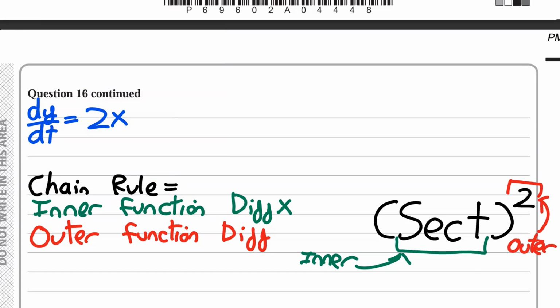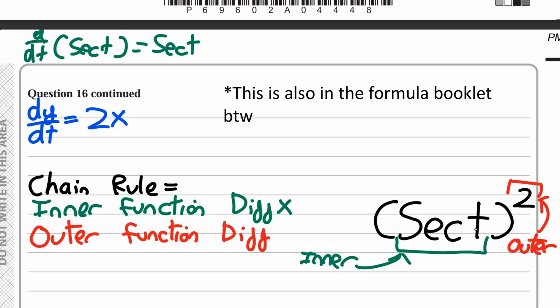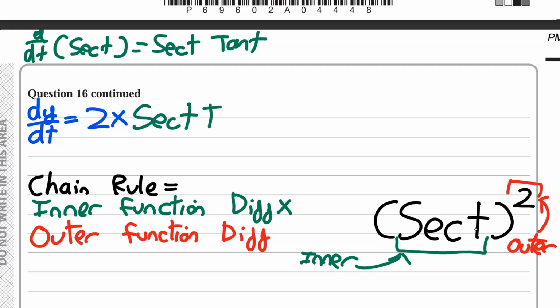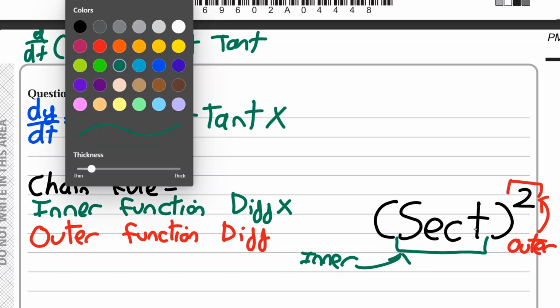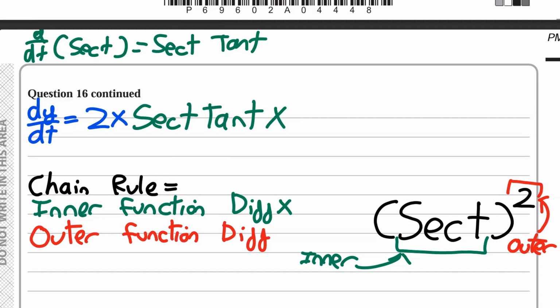This is the outer function. So the chain rule is the inner function differentiated, so it's this sec t differentiated. This is one of the trig functions that you need to know how to differentiate. If you differentiate sec t, this is equal to sec t tan t, so this is sec t tan t if you differentiate the inner function, and then this is going to be multiplied by the outer function differentiated, which is this power of 2 differentiated.